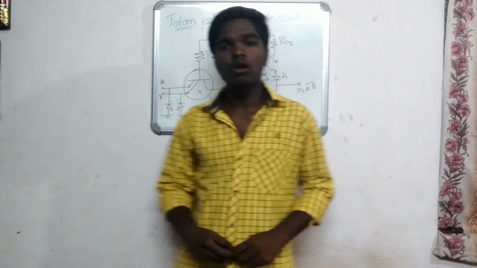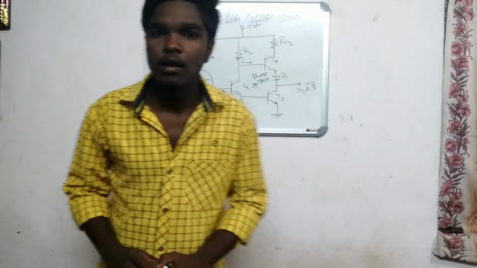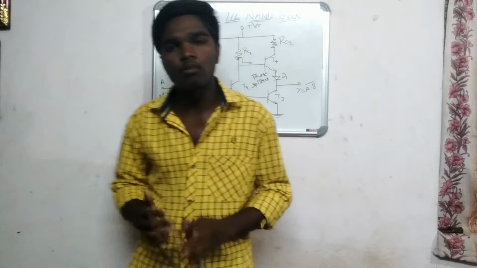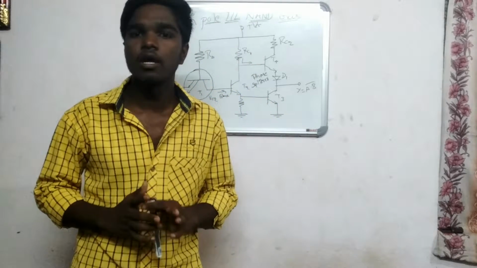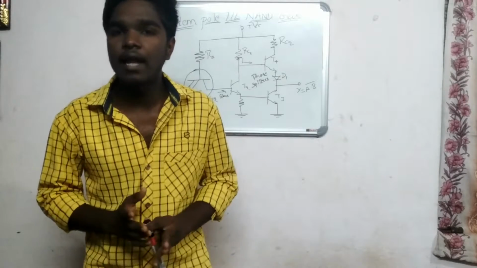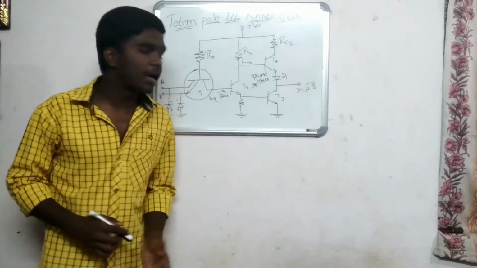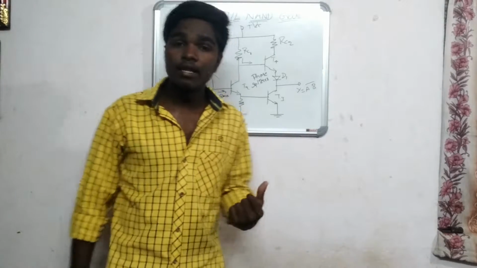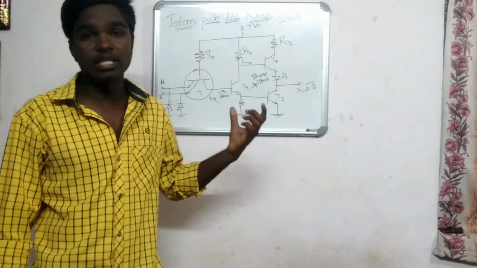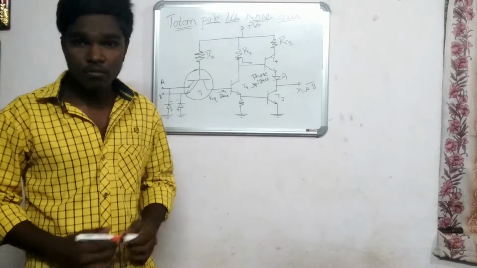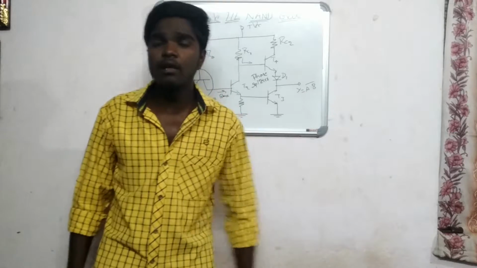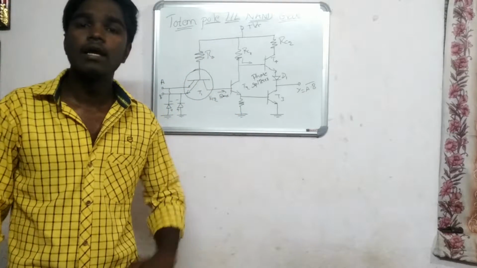Next topic is totem pole output TTL NAND gate. We have the TTL NAND gate. Why are we going to the totem pole NAND gate? In the case of TTL NAND gate, there will be a propagation delay time. To reduce the propagation delay time, we use a totem pole output arrangement for the TTL NAND gate. The transistor T4 is arranged at the output end. Let us see the working of the totem pole TTL NAND gate in the circuit diagram.